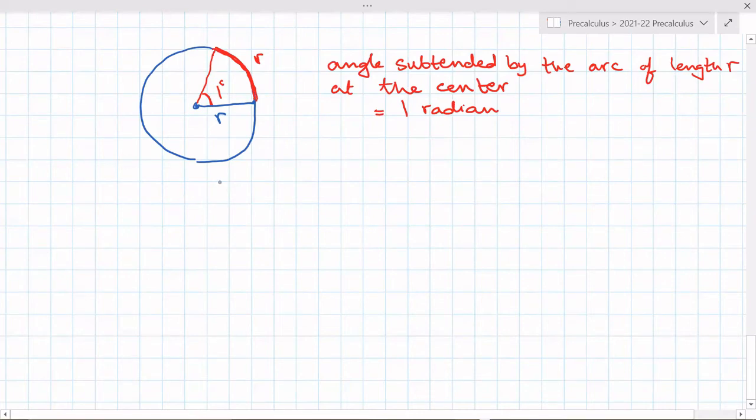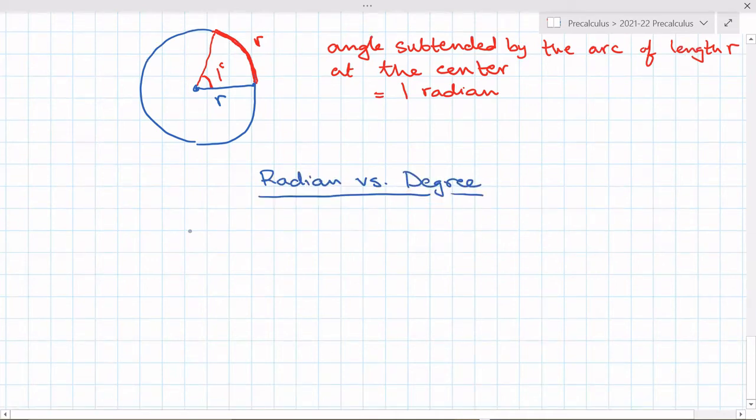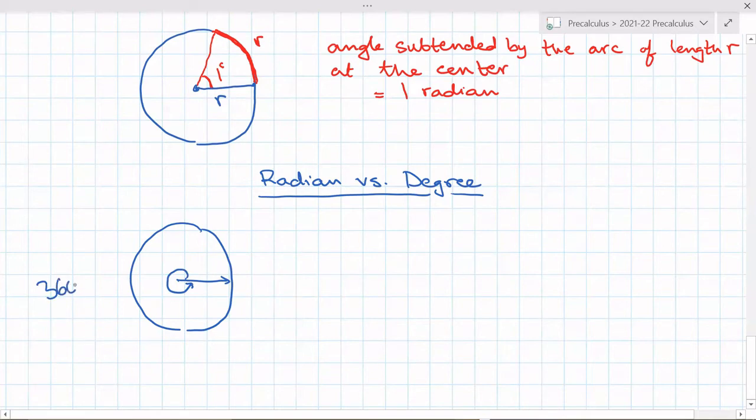Let's figure out the relationship between radian and a degree. If we look at the whole circle, if you go around all the way, we know that is 360 degrees, right? So how many radians is that? Can we figure out? We know when this arc length is r, then we get 1 radian, correct? If the arc length is r, we get 1 radian. If we go around the whole circle, what is the arc length?